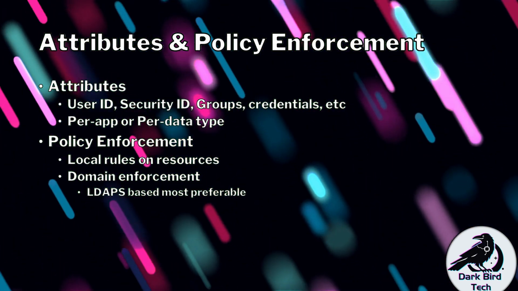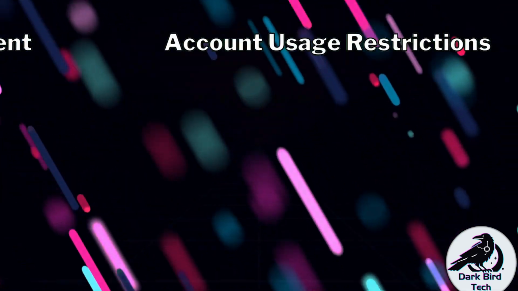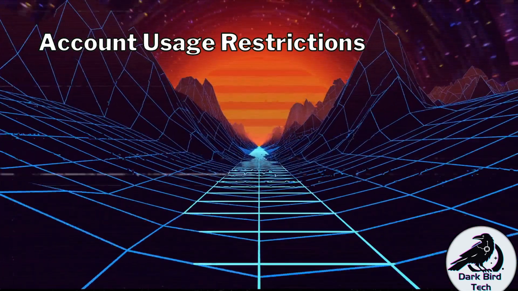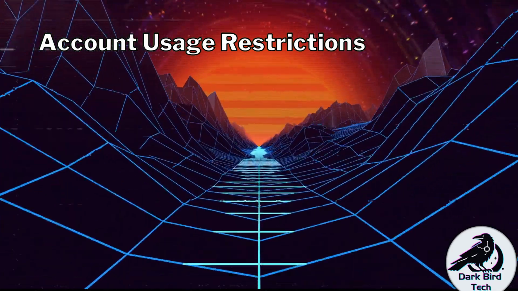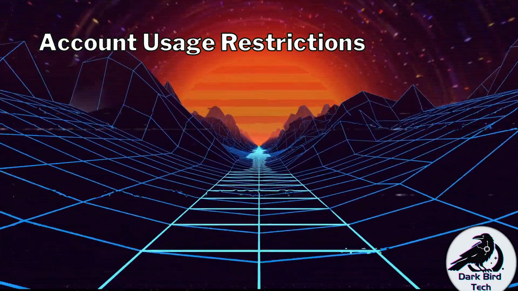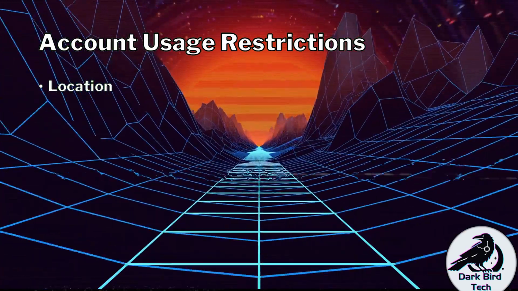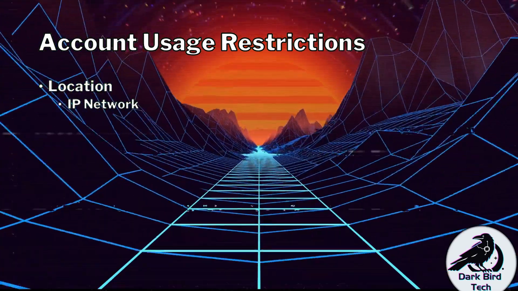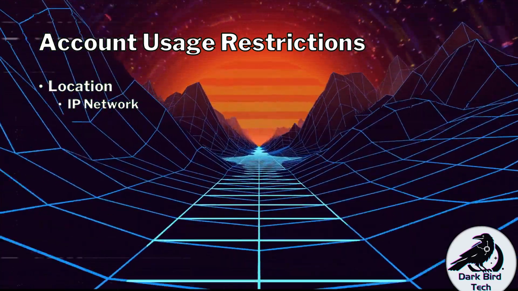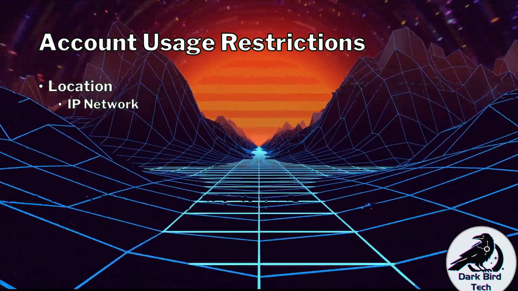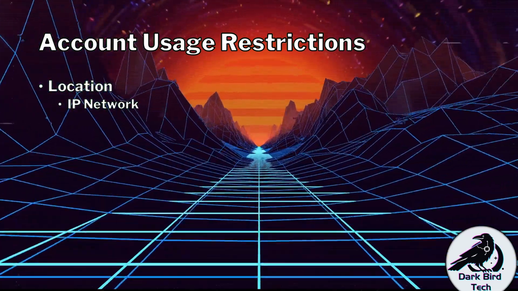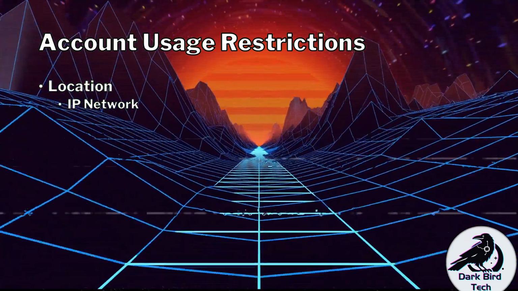Now, another cool thing we could look at doing for managing access would be to do some account usage restrictions. So we could restrict what the user can do, or whether the user can even log in, based on things like their location. And in terms of location tracking, we could use the IP network if they're on the LAN, to maybe restrict them if they're on the wireless, or give them better access if they're on the wired, or if they're in the wrong department or area of the organization.